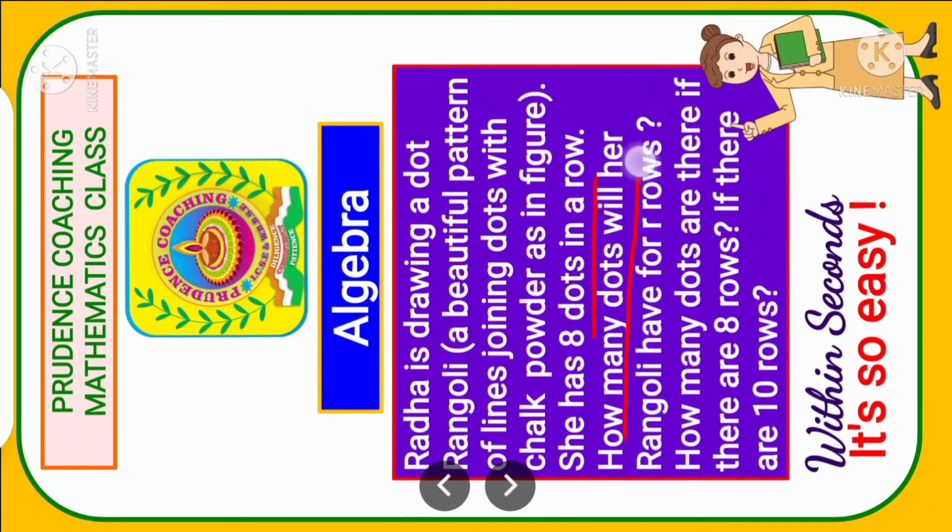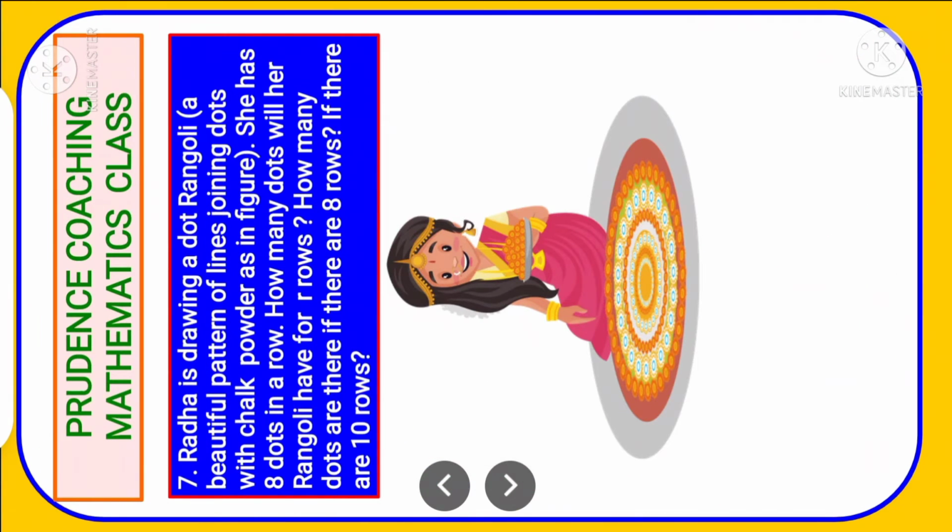How many dots will her rangoli have for r rows? So if the number of rows is r, you need to find out the total number of dots in all these rows. How many dots are there if there are 8 rows? First you are asked to find out the total number of dots if there are r rows. Then you are asked when there are 8 rows. If there are 10 rows, again you need to find out how many dots will be there. So let's start with the video.